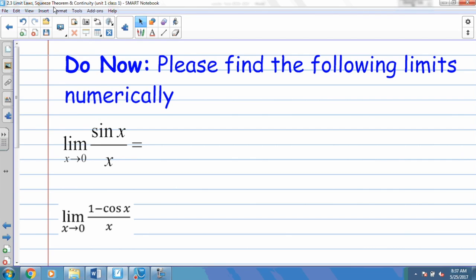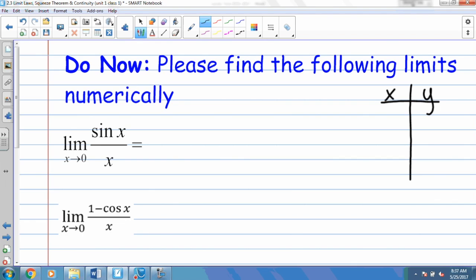Okay, so hopefully you've tried this on your own to find the limits numerically. So we are going to need a table of values, an XY table. And I notice I'm finding the limit as x goes to 0, so I'm going to put that 0 in the middle. And remember, when I'm finding my limit, I'm going to have to look from the right and the left, right?